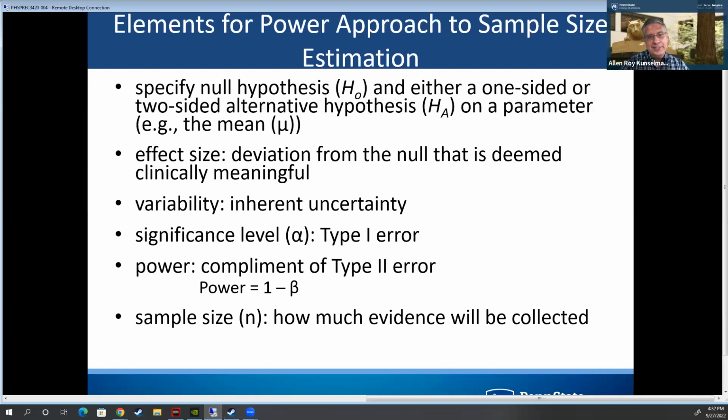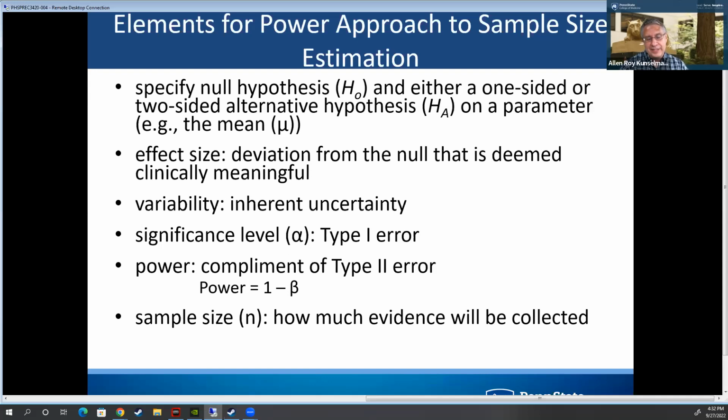Another thing you need to know is the effect size. What's the deviation from the null that's deemed clinically meaningful? Back to my hypertensive subject example, the effect size there was a 25 millimeter of mercury drop. So that would be my effect size. Variability is the inherent uncertainty. If you have a continuous variable like systolic blood pressure, the variability is the standard deviation. What is the standard deviation of my systolic blood pressure?